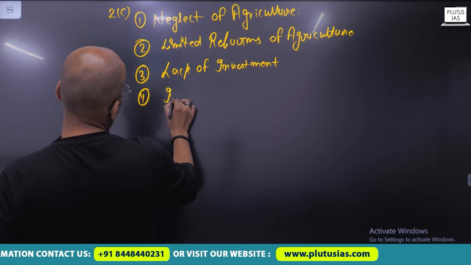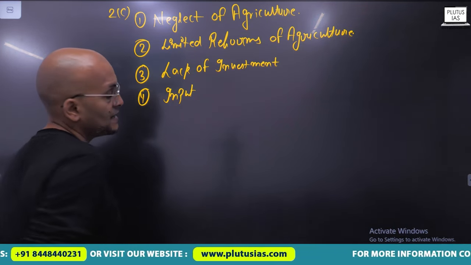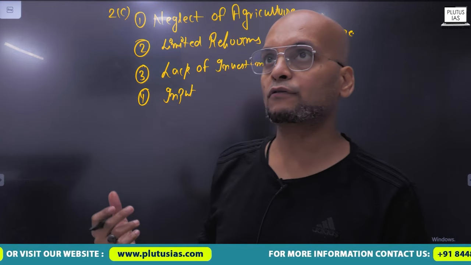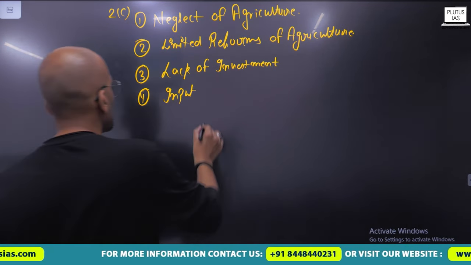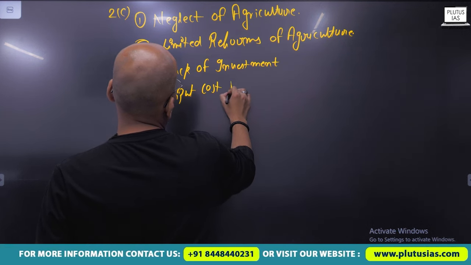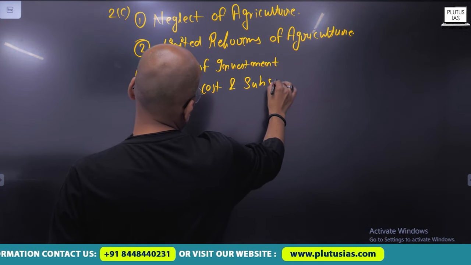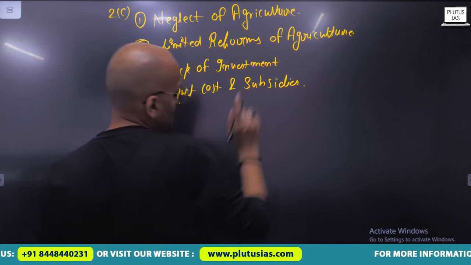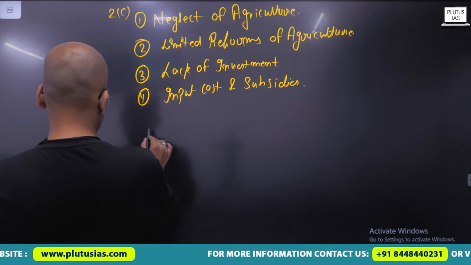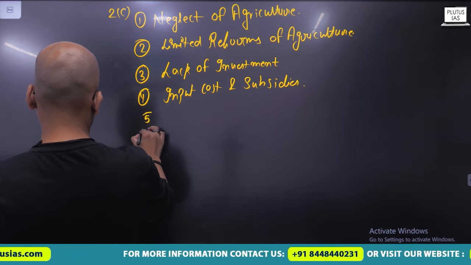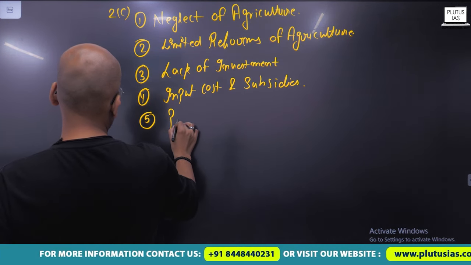Then input cost, that means the seeds and all fertilizers that were required for agriculture, their cost increased. So this input cost and the subsidies, they were reduced. So decline in subsidies and rise in input cost. Price volatility.